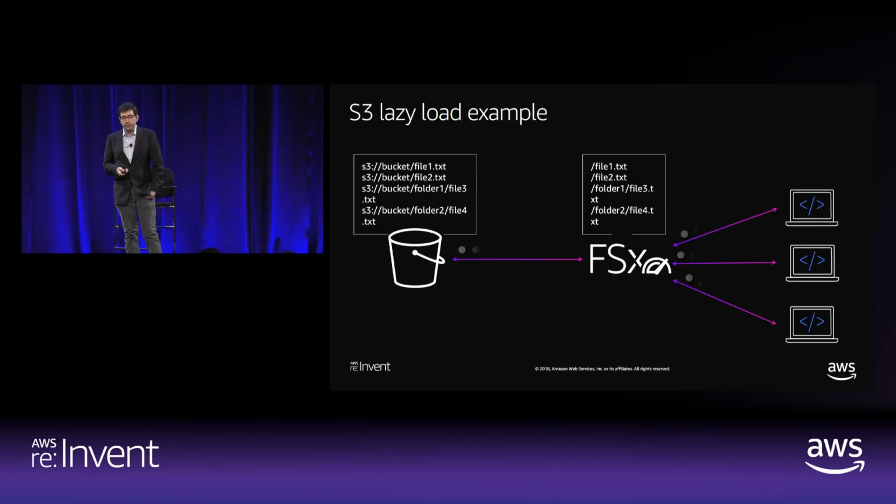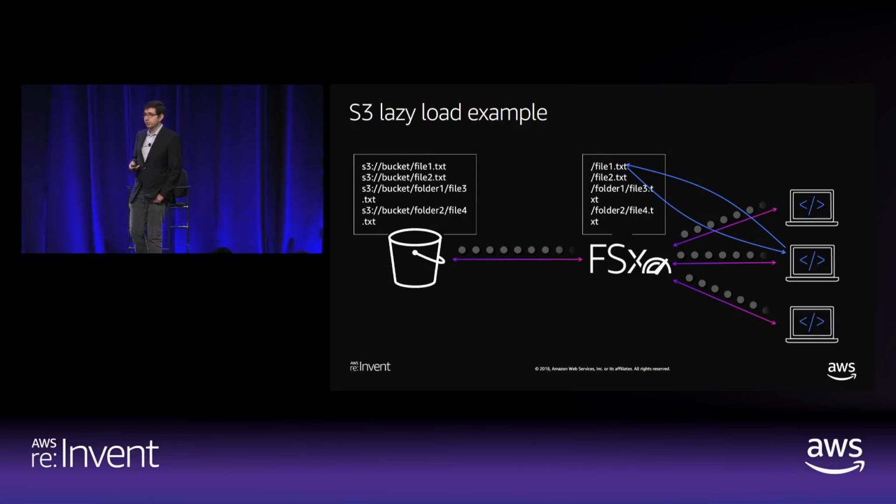Now let's say that you want to access it again. This time it's already on the file system because it's been pulled, and so it just delivers it back to your compute node. And so you don't have the round trip to S3 with the latency that entails.